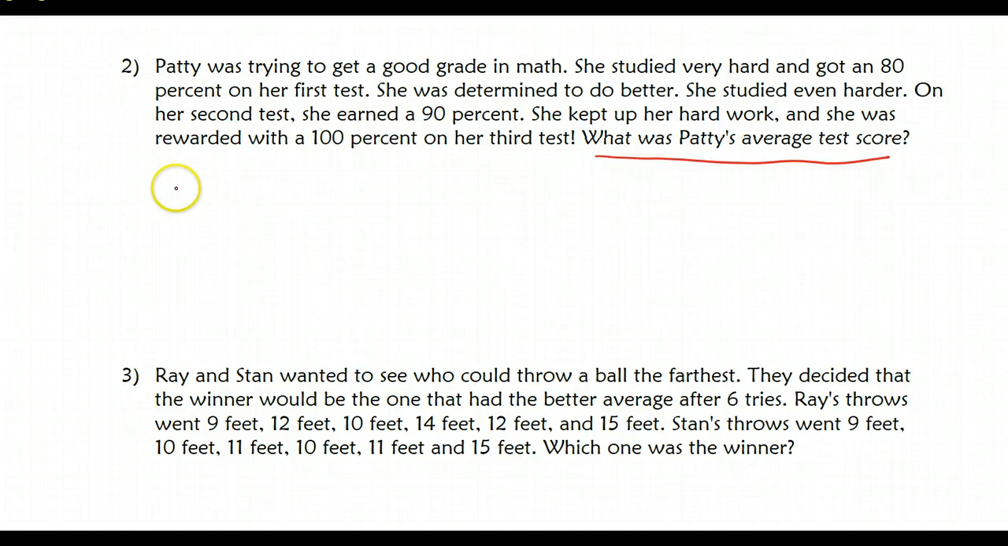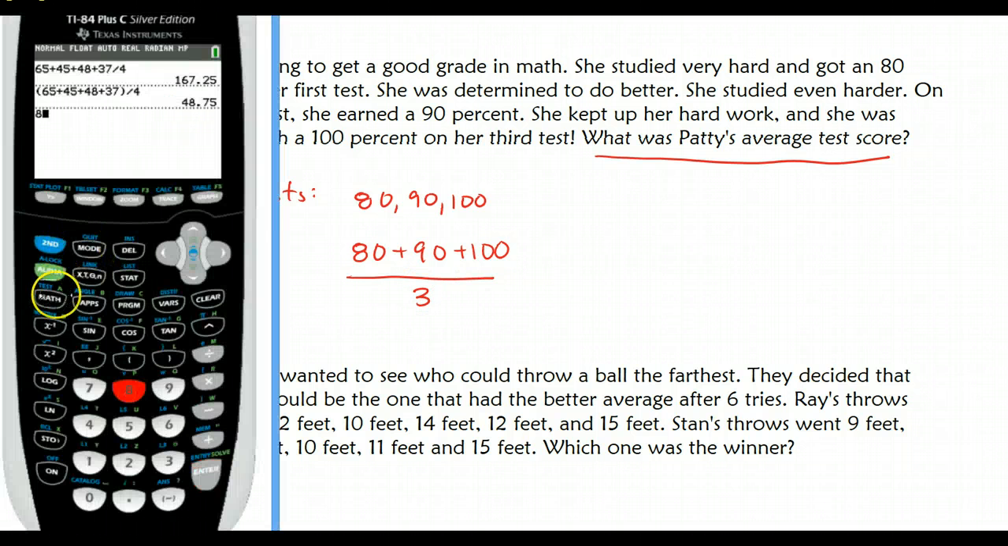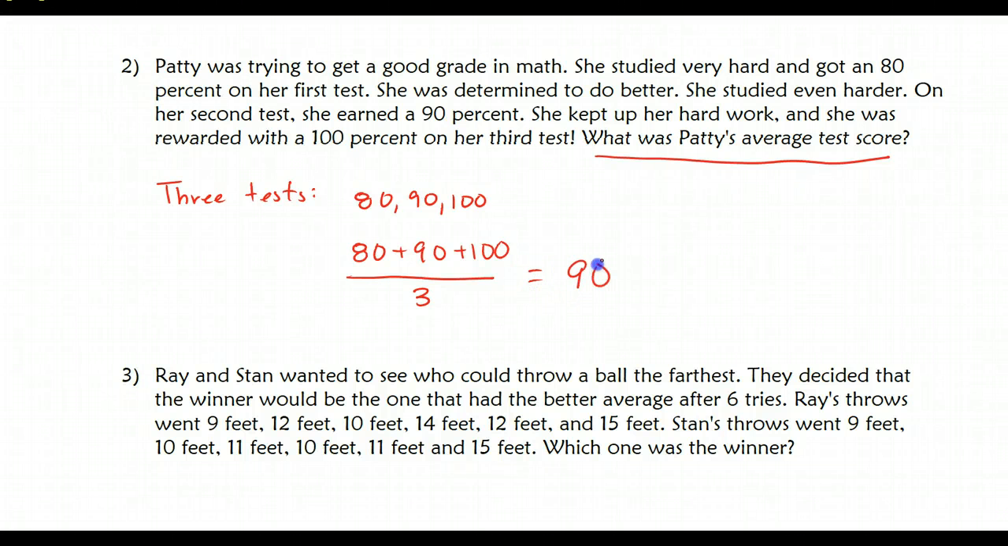The important part here is to realize that she had 3 test scores. She took 3 tests, and her test scores were 80, then 90, then 100. So we're going to find the average by adding up 80 plus 90 plus 100, and then dividing by the total number of tests that she took, which was 3. In our calculator, we type in 80 plus 90 plus 100. We can hit enter first and then hit the divide by 3 key, or if you want to enter it all at once, make sure you put parentheses around it like we talked about in the example before. So she has a 90% average.